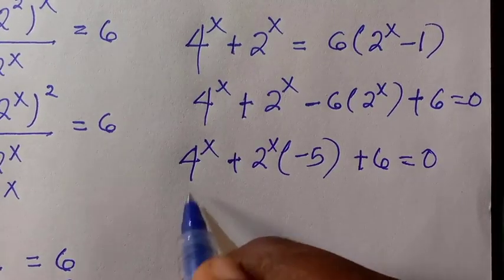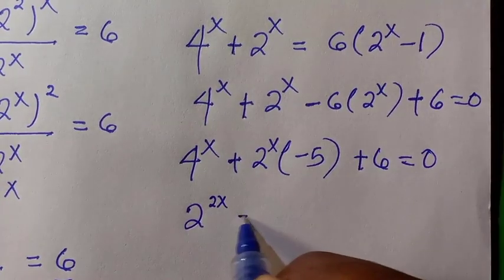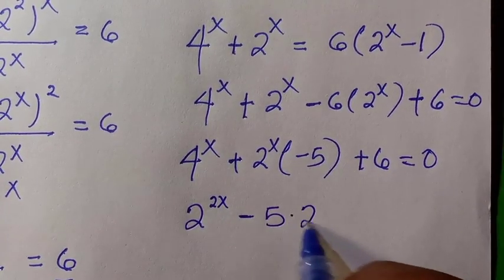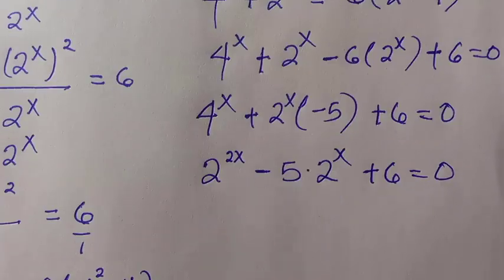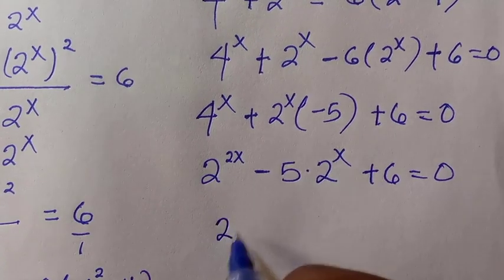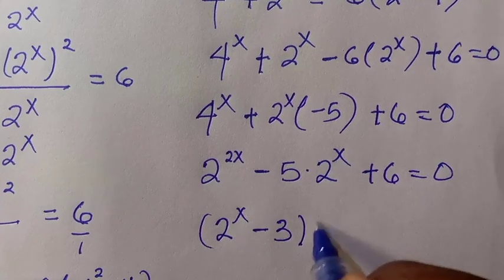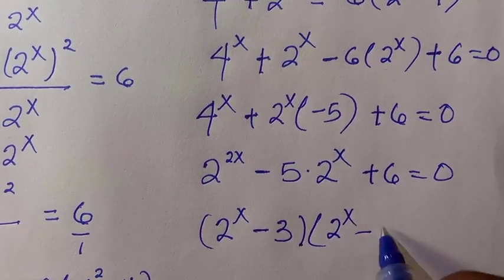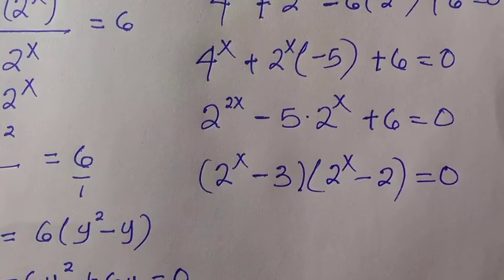And here we can write this as 2 to the power of 2x minus 5 dot 2 to the power x plus 6 equals 0. And trust me, when we factor this, what we are going to have is (2 to the power of x minus 3) bracket (2 to the power of x minus 2) equals 0. That is what we are going to have when we factorize this.